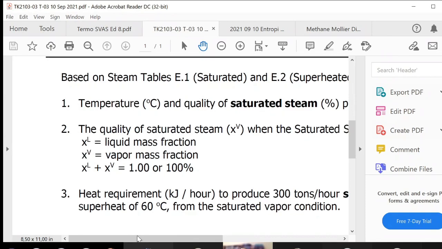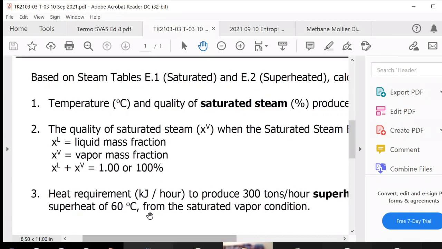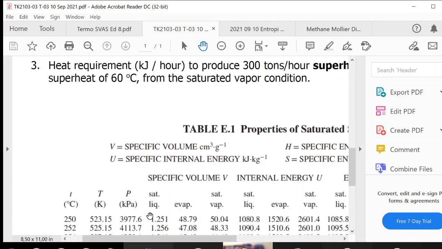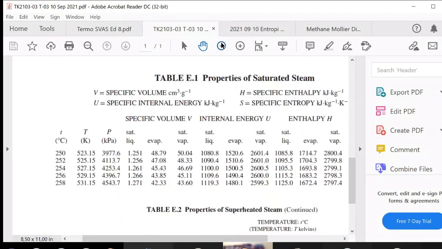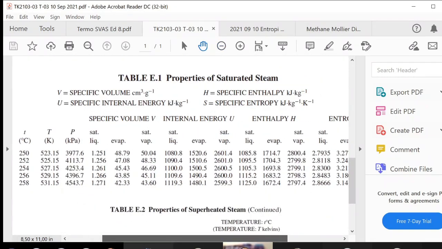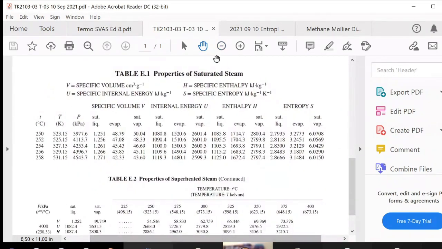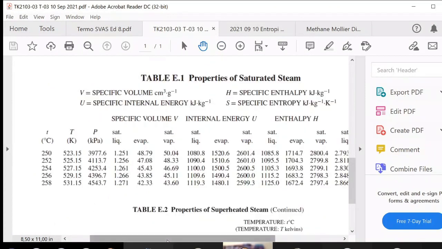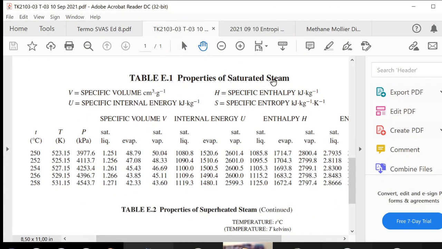Okay. Now let's try to understand the table. I think you have gone through this table, but I want to emphasize again the important point of this table. This is saturated steam, table E1. V is the specific volume. Why is it called specific? Because it is per unit of mass. Volume is cubic centimeter per gram. Therefore, it is called specific volume.